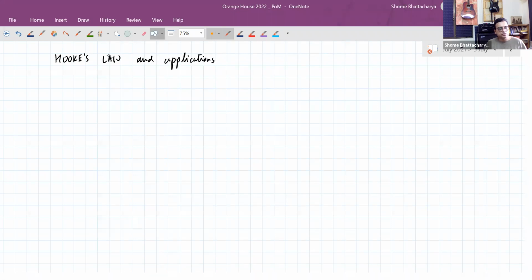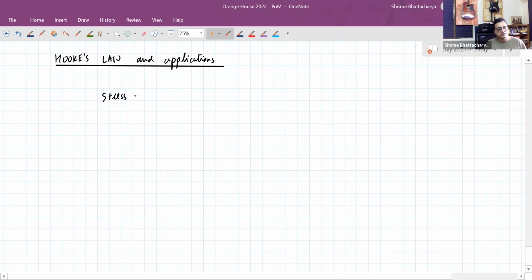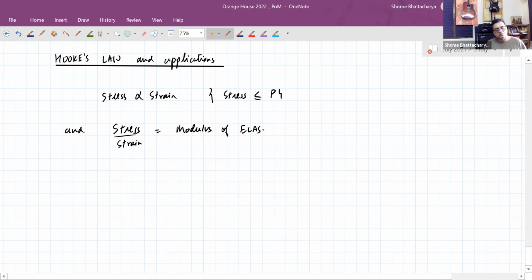So the basic statement of Hooke's law we've already seen, that stress is proportional to strain, of course subject to the condition that the stress is within the limit called the proportionality limit. Okay, and the ratio of stress and strain is a constant called the modulus of elasticity. So again, this comes in three situations.